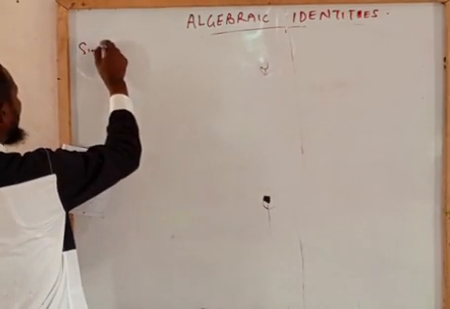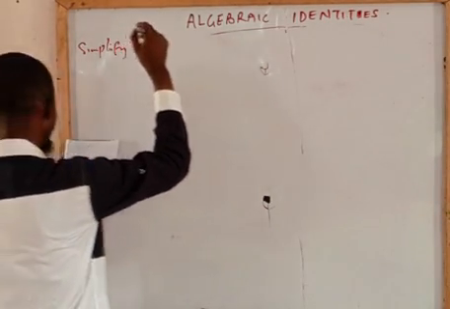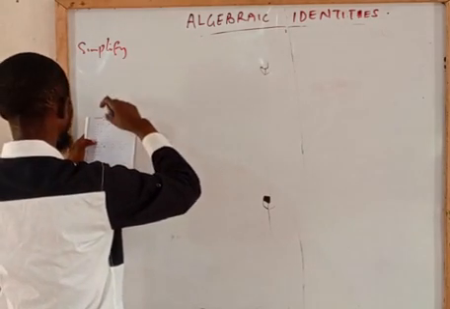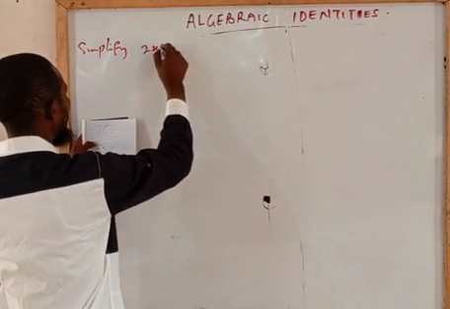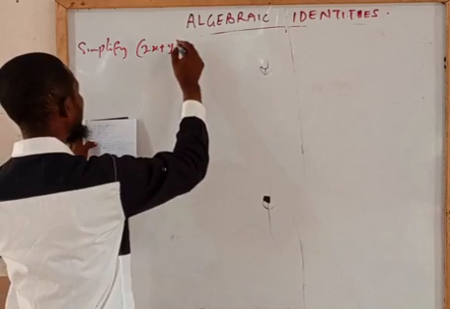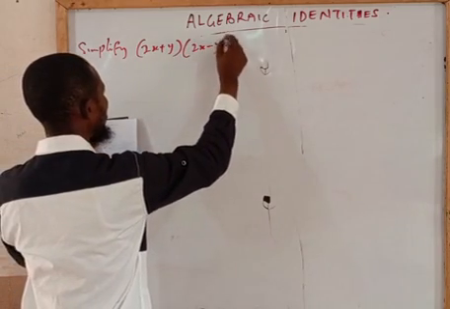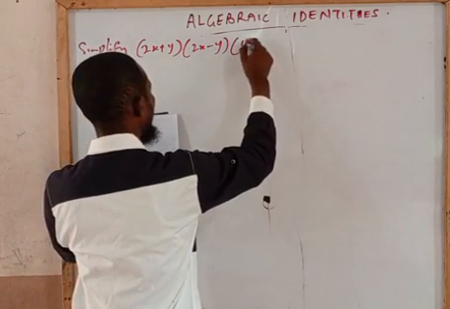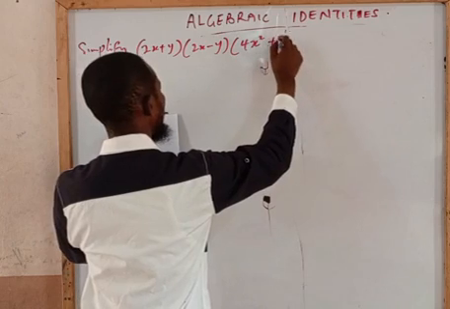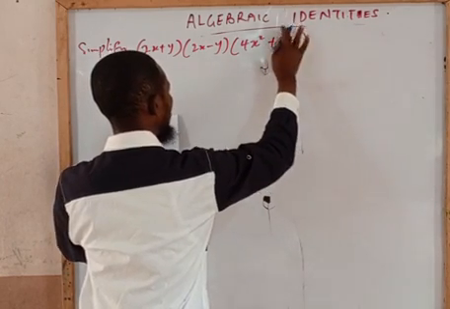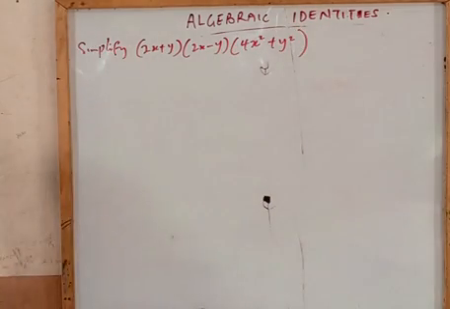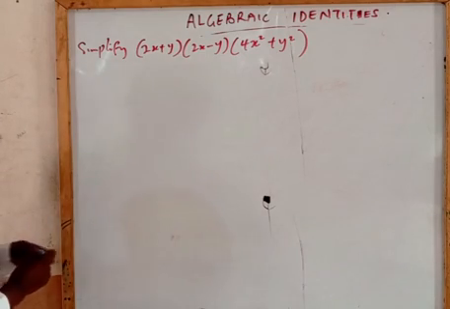Now simplify: 2x plus y, 2x minus y, then 4x squared plus y squared. Now this is the question at hand, so we have to solve this question.